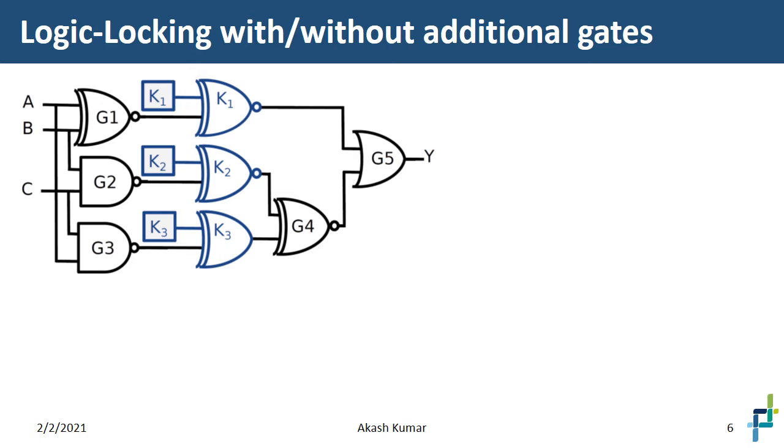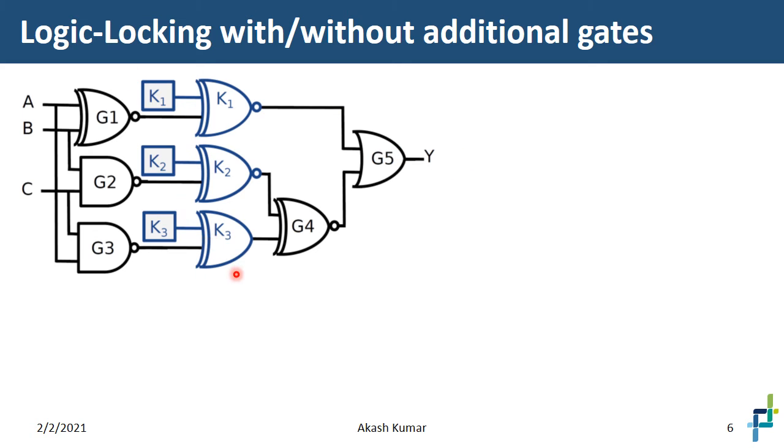So one other example of how we can achieve hardware security is in terms of logic locking. In the previous presentation, we saw how we can use additional gates called key gates, and such a circuit provides a logic lock, because only if you have the correct values of K1, K2, and K3 would the output Y be correct; otherwise you would get an incorrect output.